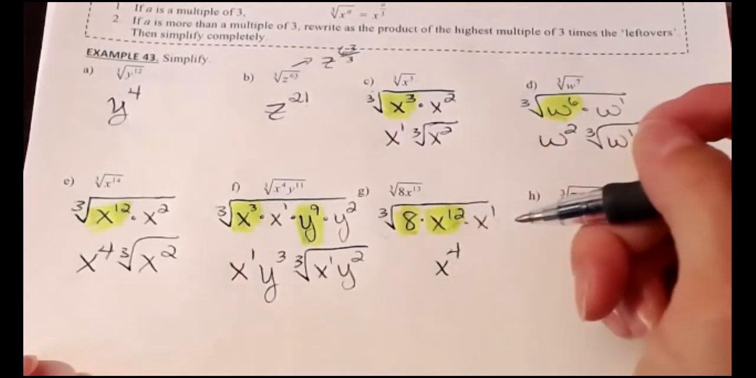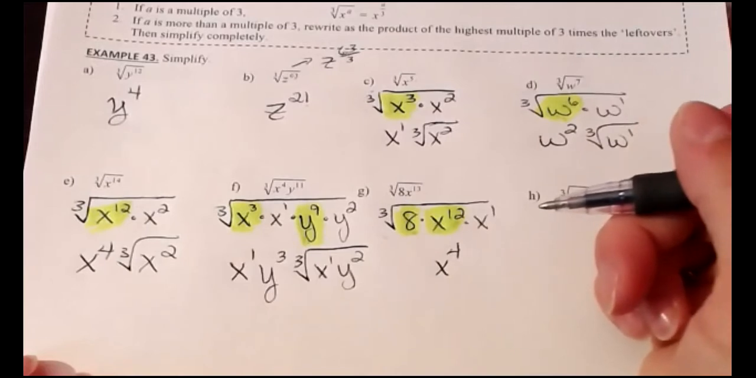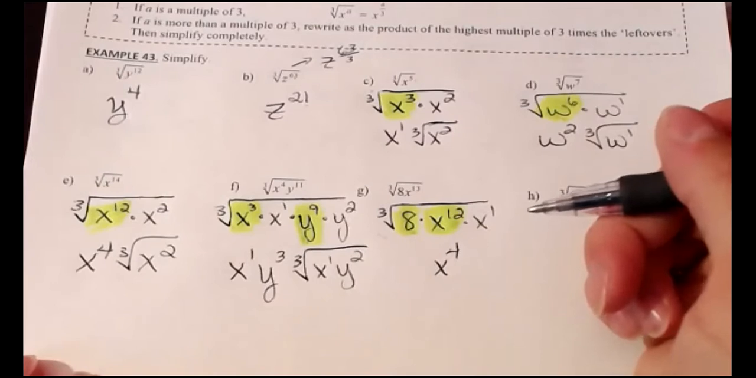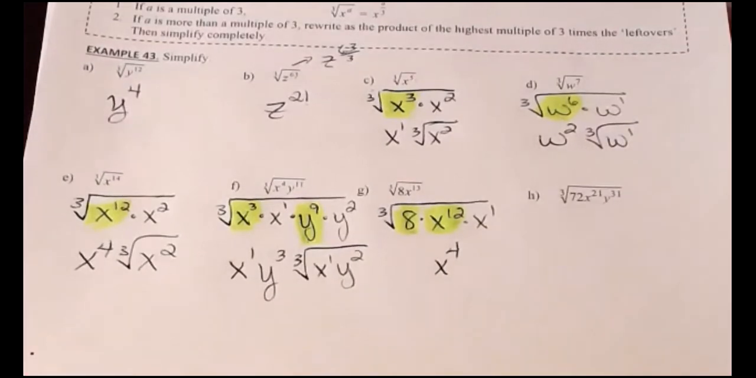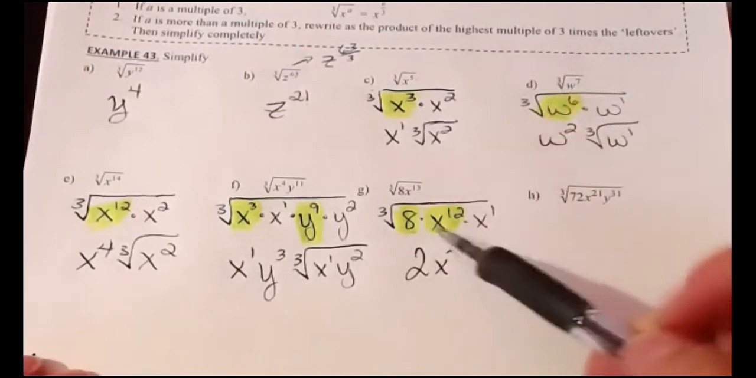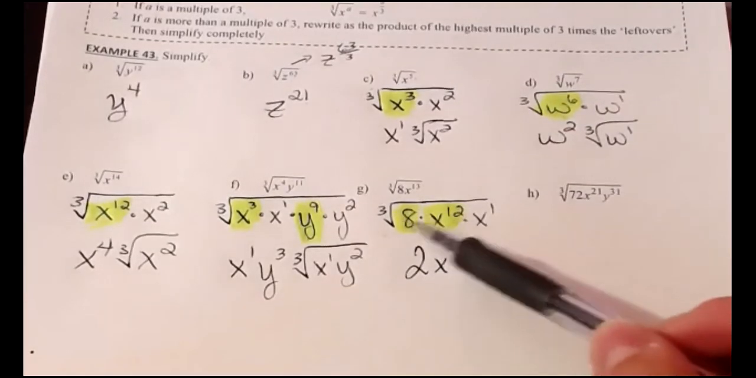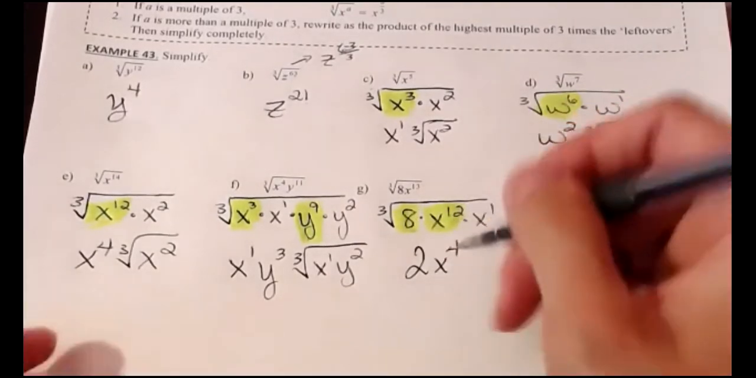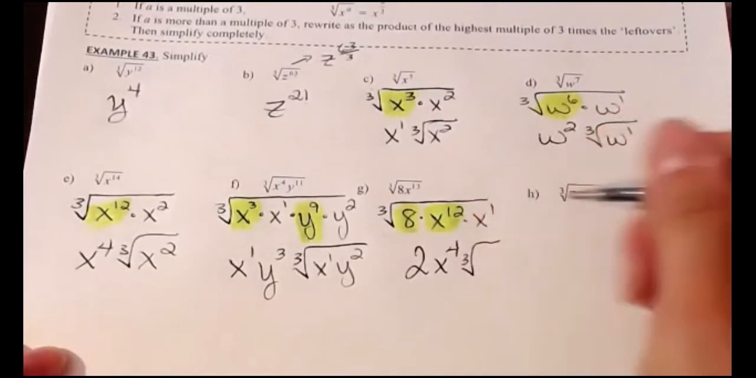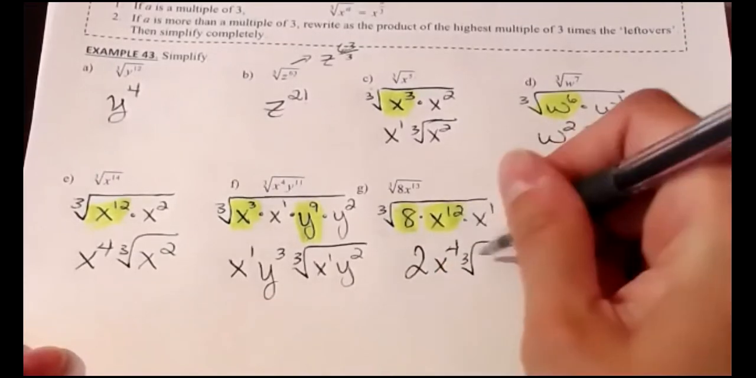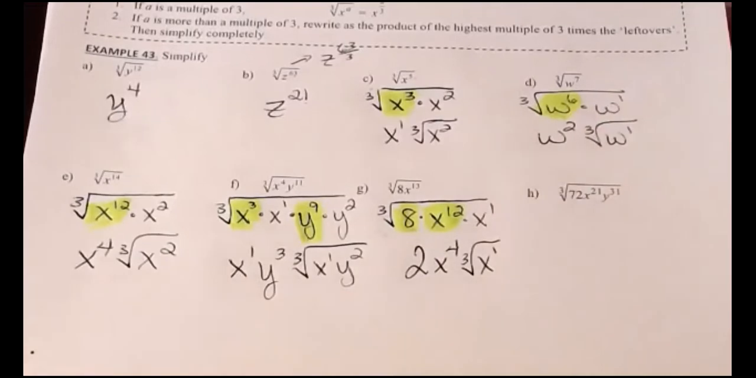I've got to write it so I can. Yeah, what times itself again gives you 8? Oh, 2. Yes. So I highlighted both of these because they were both perfect cubes, which means they're both going to be outside of the cube root. Got it. And then all that's left under the cube root is that x to the 1st. Okay. Beautiful, Phil. Thank you so much.